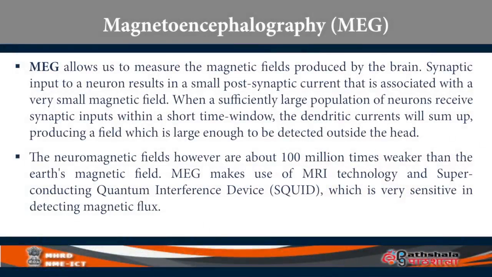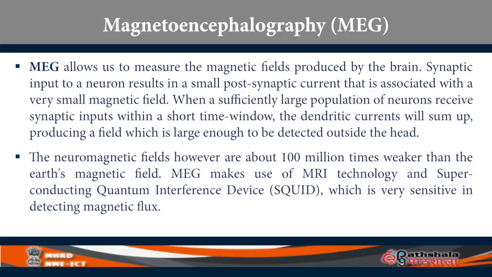Now what we are saying is, in this process there is also a bit of magnetic signal generated, and when you sum those up across different synapses, it is strong enough to be picked up by a machine called MEG. So, the neuromagnetic field is still extremely weak compared to Earth's magnetic field. Okay. So, MEG makes use of MRI technology and a superconducting quantum interference device. It is called SQUID, which is very sensitive in detecting magnetic signals in the brain.